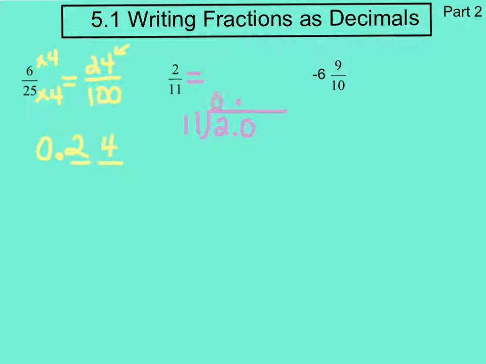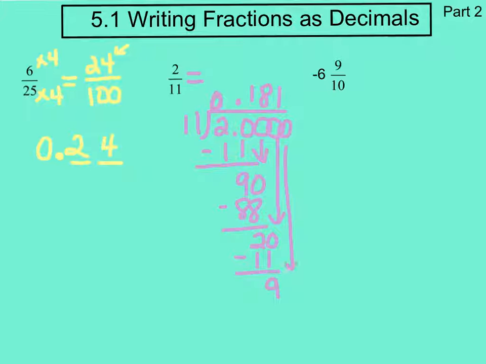11 doesn't go into 2, so we put a 0 there. 11 does go into 20 one time though, so 20 minus 11 is 9. Bring down the 0. 11 goes into 90 eight times, and that's 88. And when we subtract, we get 2. Bring down another 0. 11 goes into 20 one time, and that's 11. When we subtract, we get 9.